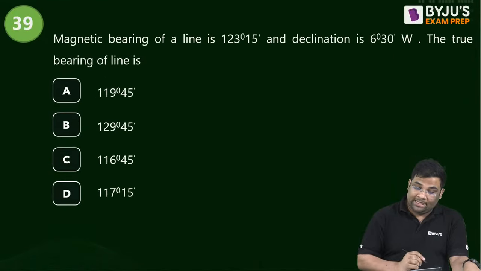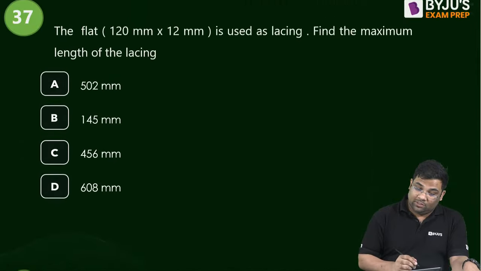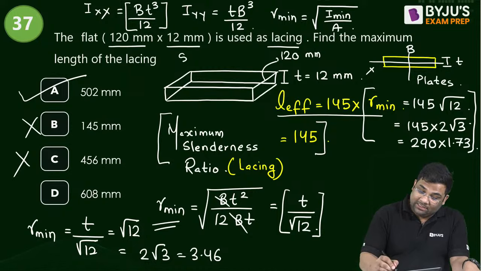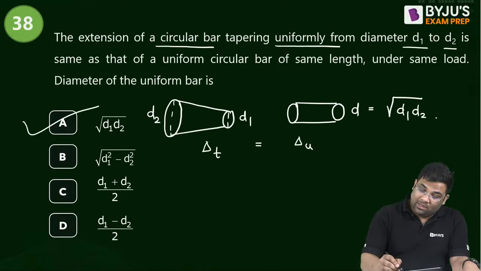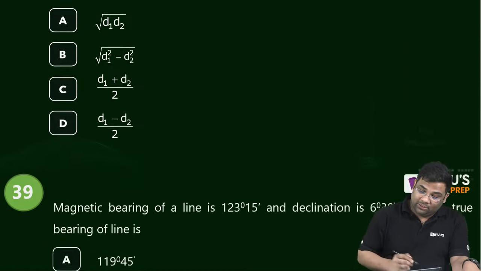Next question, 39. The previous one was from steel structures, and this is from strength of materials. Okay, you can see all the types of questions are asked. Strength of materials, but again basic formula, basic theory.